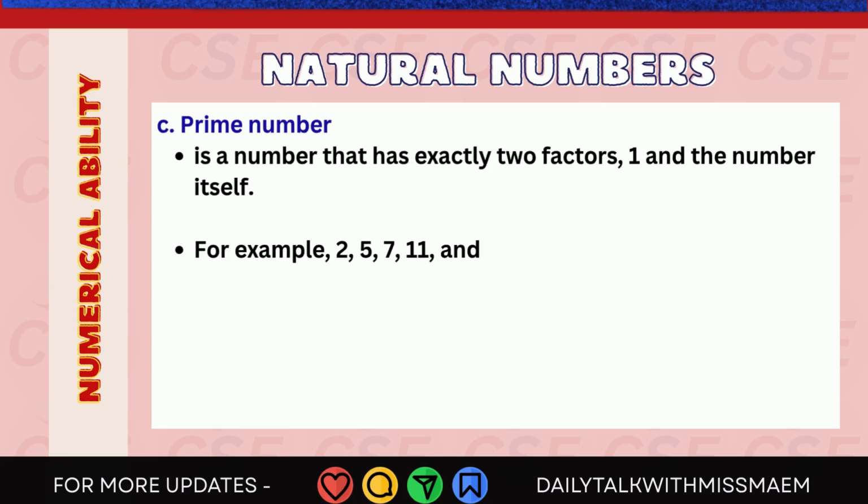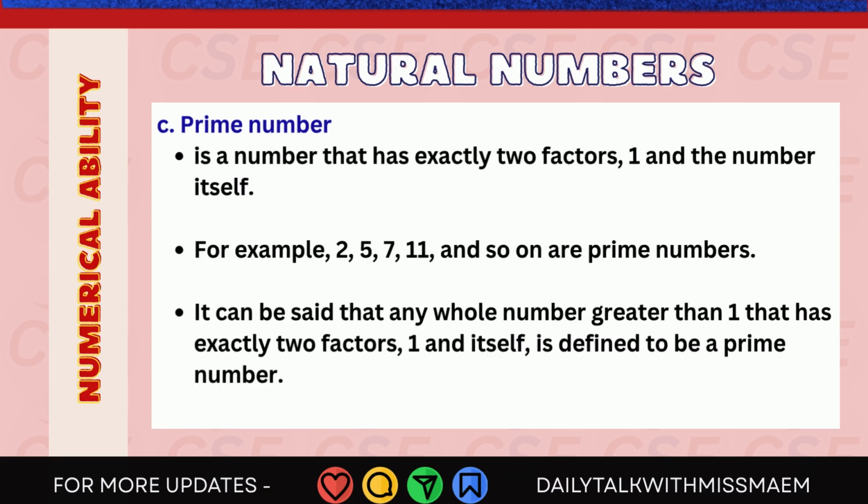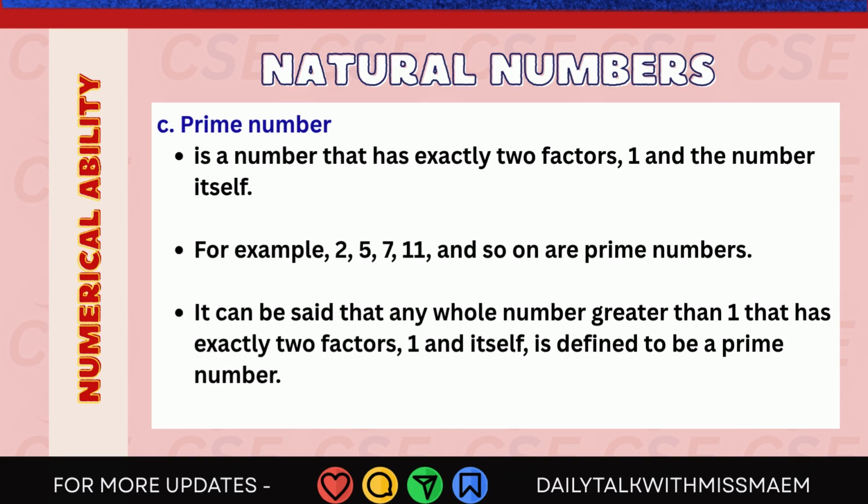Prime and composite numbers. A prime number is a number that has exactly two factors, 1 and the number itself. For example, 2, 5, 7, 11, and so on are prime numbers. It can be said that any whole number greater than 1 that has exactly two factors, 1 and itself, is defined to be a prime number. Well, now we know that a prime number has just two factors, 1 and the number itself.